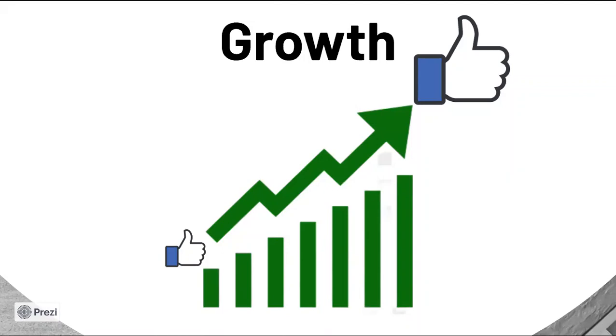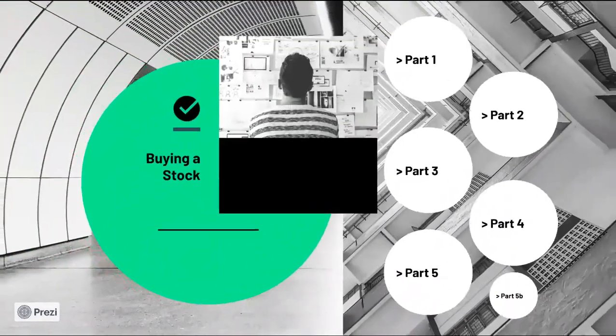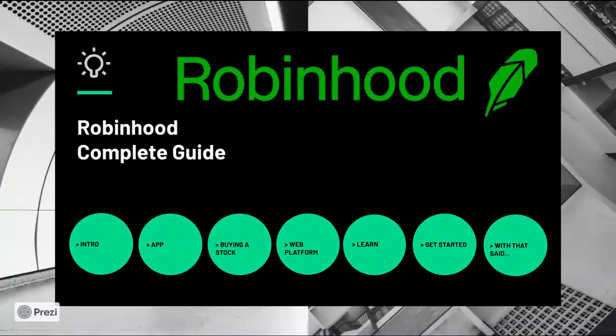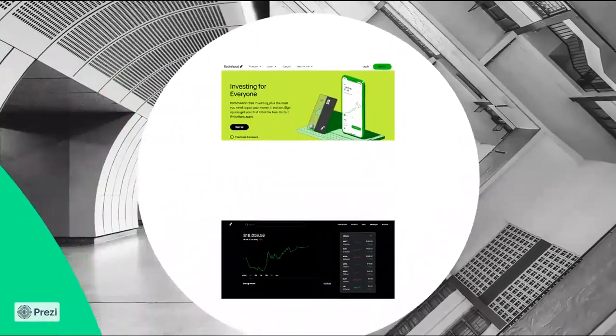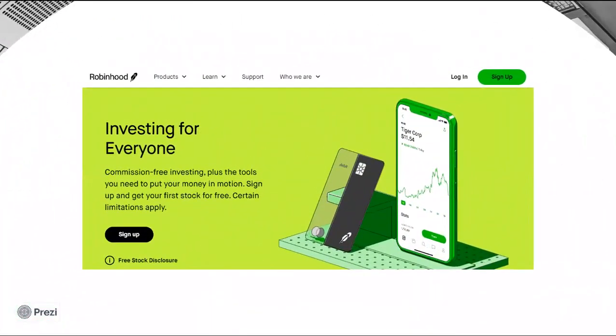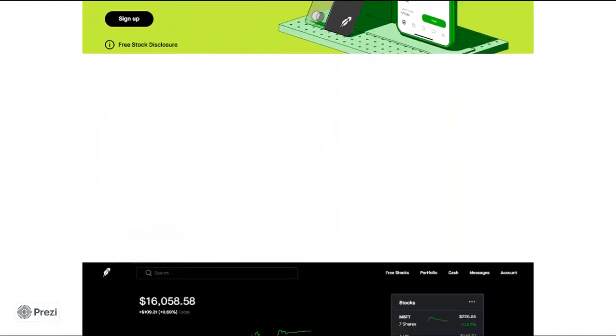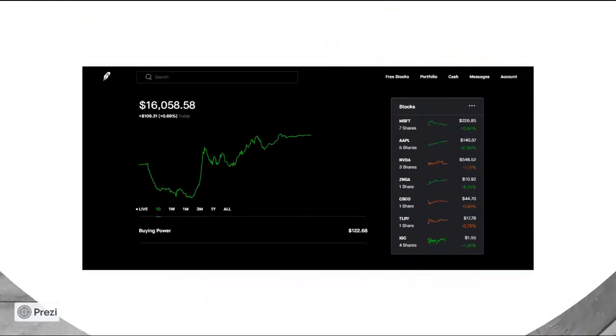With that said, let's continue with the video. Now let's go over the web platform. We can access the web platform by going to robinhood.com. This is the current homepage, where you can log in by clicking it on the top right. When you first log in, you see your portfolio performance in a similar format to the app. On the right sidebar, we can see the list of current stocks that I own.